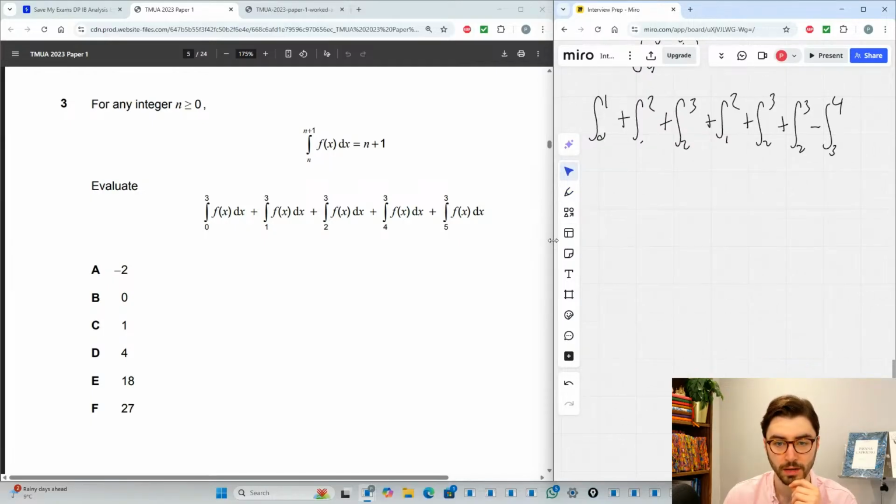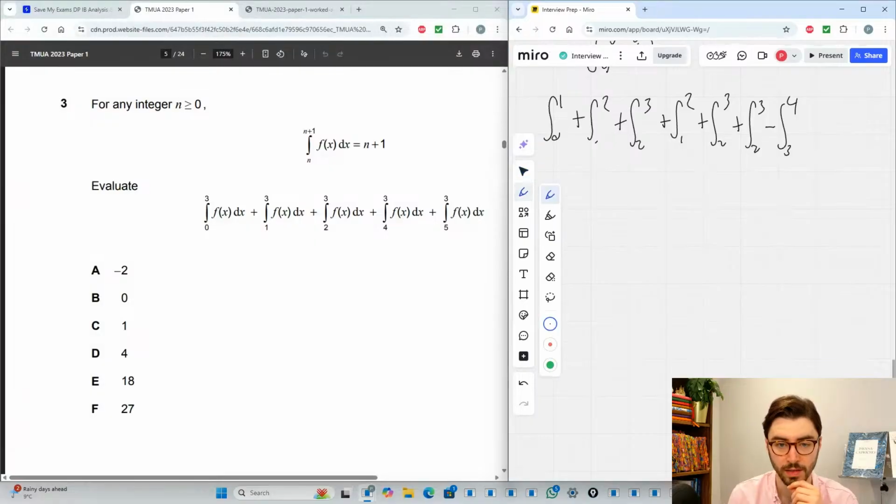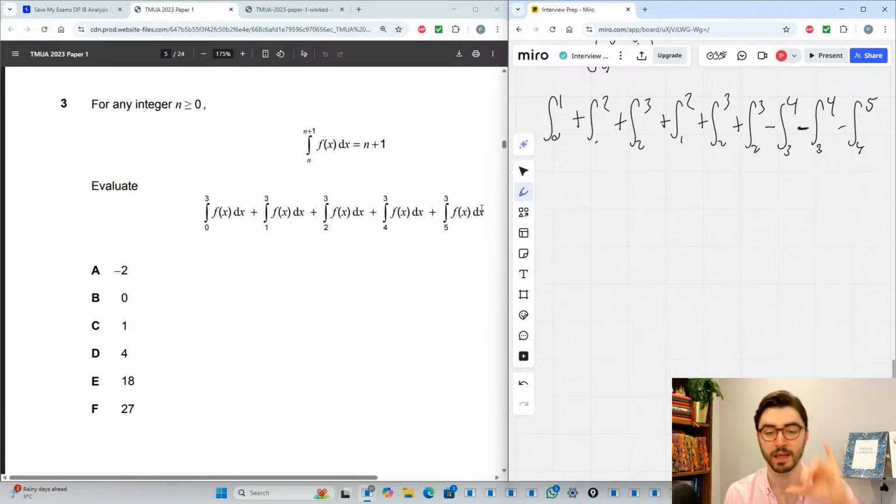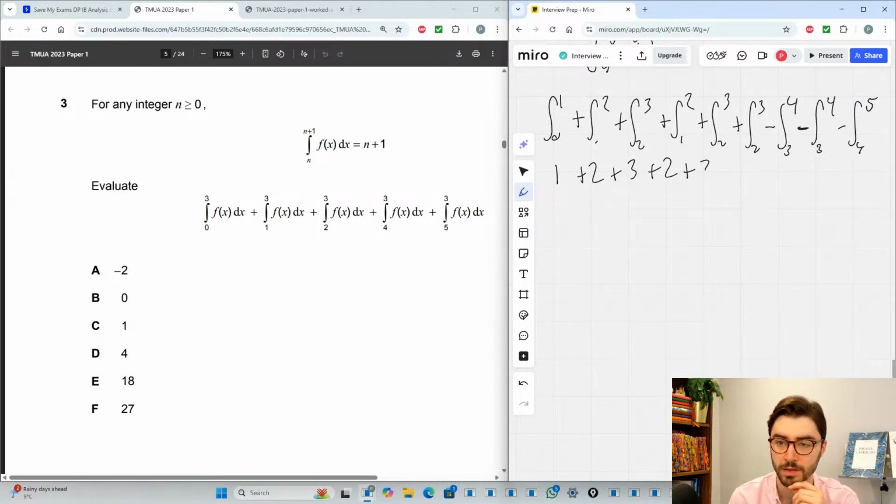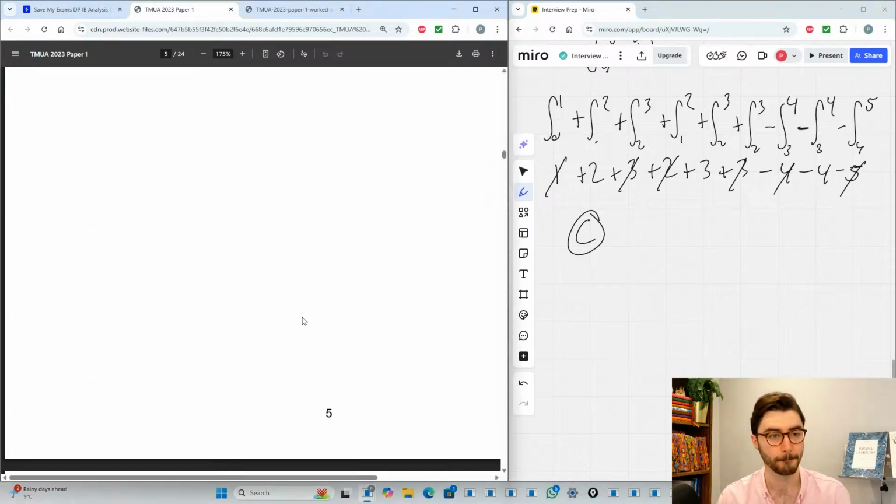And then we get that one there from 5 to 4, which is equal to negative 4 to 5. The idea being if you flip the limits, then you change the sign. So that will be 1 plus 2 plus 3 plus 2 plus 3 plus 3 minus 4 minus 4 minus 5. 5 minus 4 is 1, which is C. Okay.